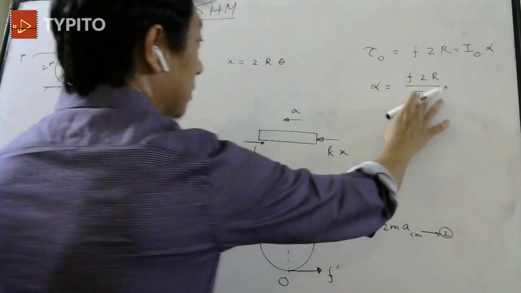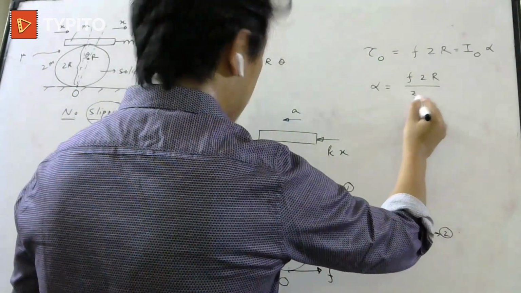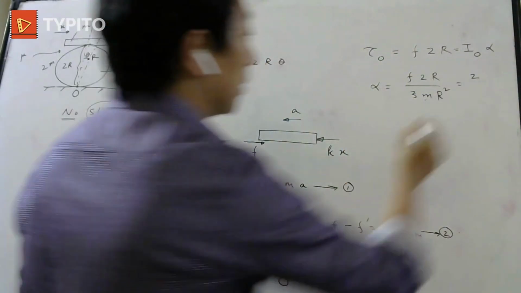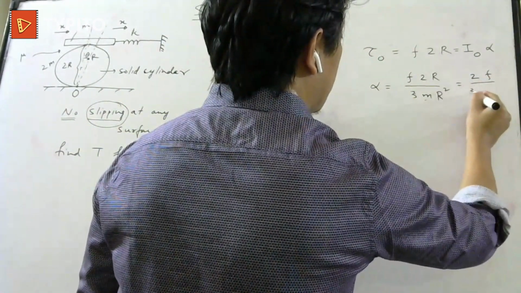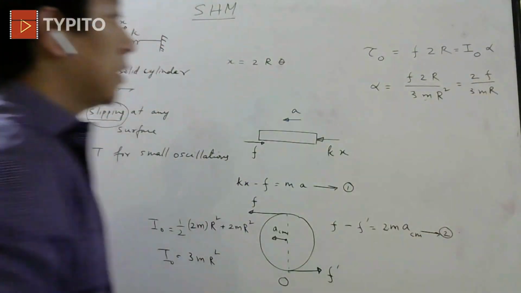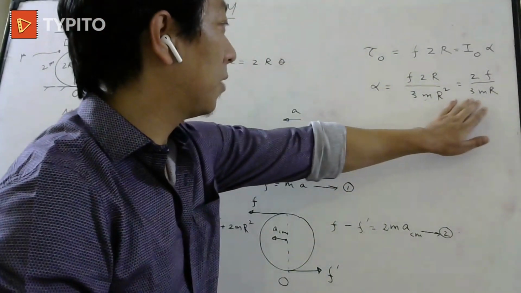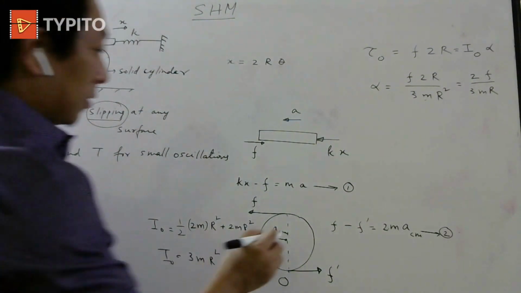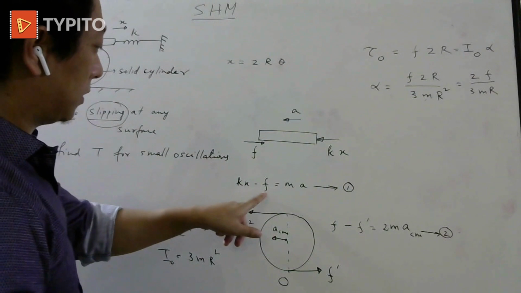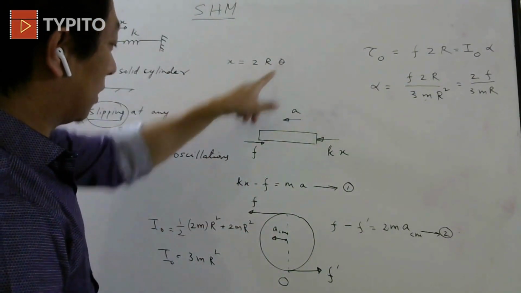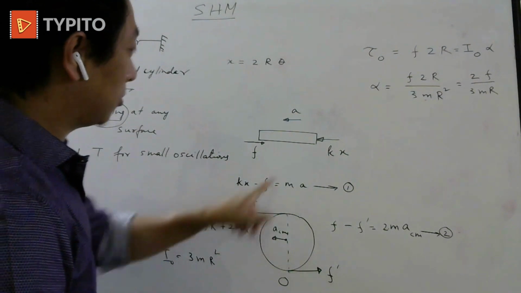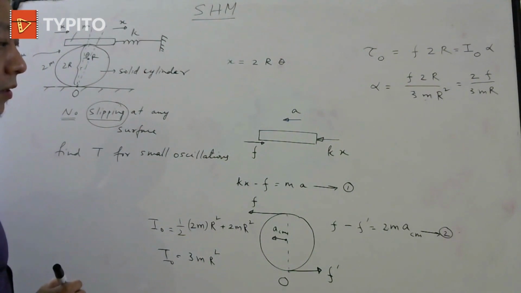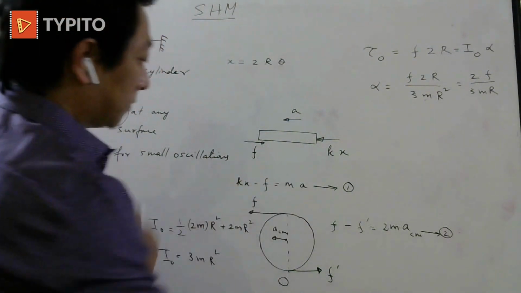So I can replace this by 3 mR square. So that will be 2 times friction divided by 3 mR. Now I need to bring theta in here somehow, because I want to write alpha in terms of theta. Now this friction has x, and x will have theta, right? So that is a good thing, because we can substitute this friction here. But this a will also be there, right? Okay, so what do we do with this a now?